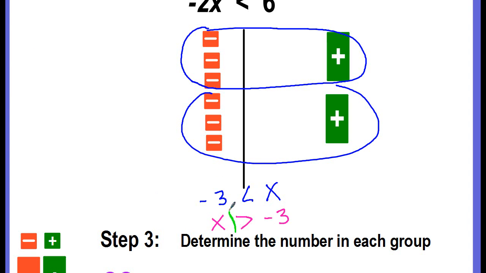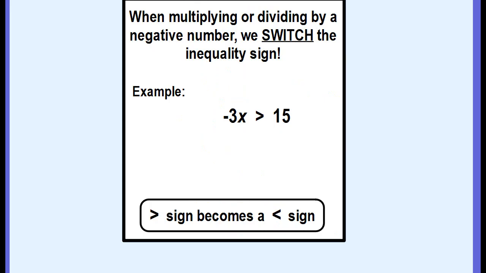Now compare. Here, our inequality is greater than, but originally, when x was on the left side, it was less than. So our inequality symbol has switched. It has flipped. And that's what you're going to do to solve. So when multiplying or dividing by a negative number, we're going to go ahead and switch the inequality sign. So let's do this example.